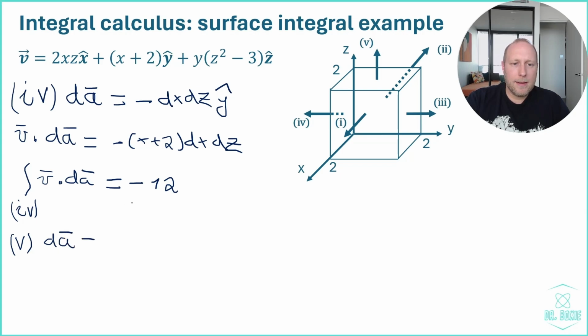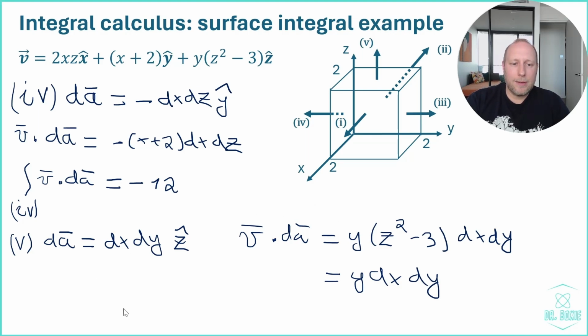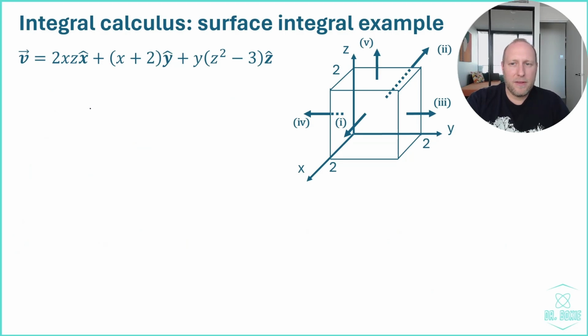dA points in this case upward, and it is parallel to the xy plane, so it's of the form dx dy z hat. Therefore, v dot dA is the multiplication of their z components, so that's y times z squared minus 3 dx dy. And on this top of the cube, the value of z is a constant value of 2. We can plug in 2 for z, so within the brackets we get 2 squared minus 3, so 4 minus 3, which is just 1. And we're left with y dx dy. And this is what we need to integrate in this case for the flux over the 5th face.